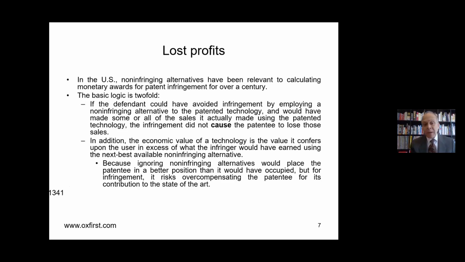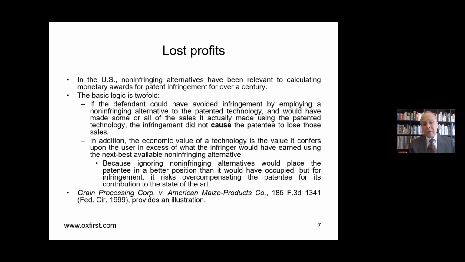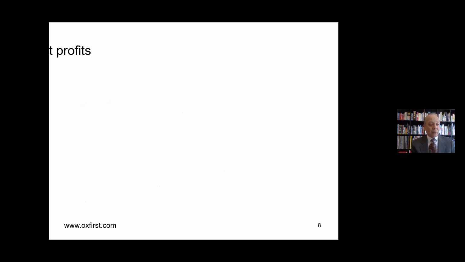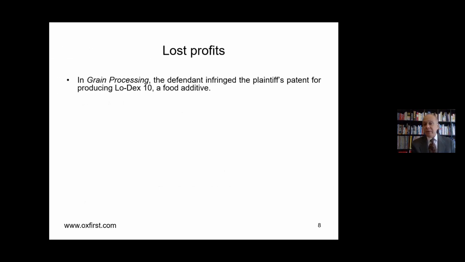And so briefly, I want to use the Grain Processing versus American Maize-Products decision as an example. In Grain Processing, the defendant infringed the plaintiff's patent for producing Lodex 10, a food additive. I believe the technical term is maltodextrin.